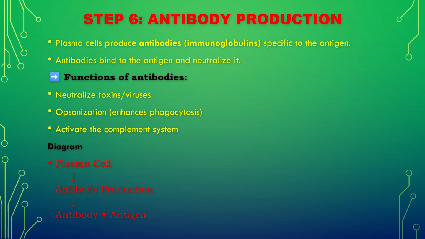Step 6. Antibody production. The plasma cells produce antibodies specific to particular antigens. The antibodies bind to the antigen and neutralize it. The functions of the antibodies are that they neutralize the toxins or even the viruses. Toxins are produced by bacteria, parasites, etc. Or through the other process of opsonization, which enhances phagocytosis. It also helps in the activation of the complement system.